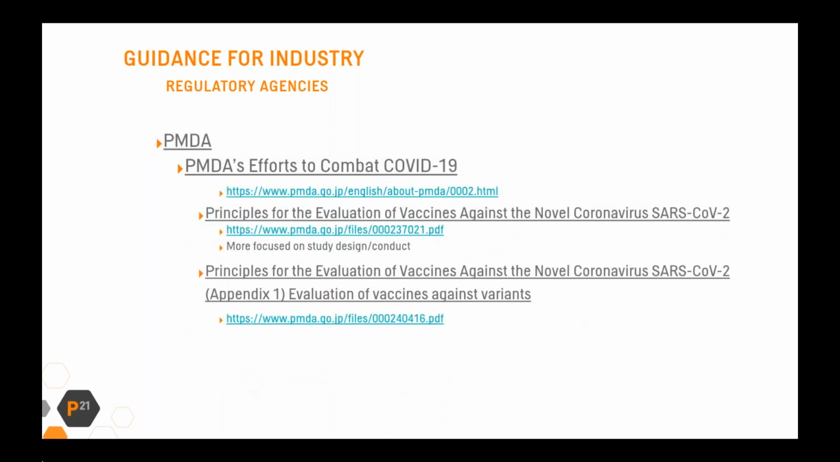For PMDA, they do have a website, PMDA's efforts to combat COVID-19, and here they have a number of different documents. So if you have a PMDA submission, you want to be aware of this website and all of the documents and guidance that is posted on this website. Two relating to vaccines are the two I have listed here: the principles for the evaluation of vaccines against COVID-19, and then there's an appendix 1, which is for the variants. Again, these go into a little bit more of the study design and conduct and not exactly preparing the data, but if you have a PMDA submission, you absolutely want to be aware of these documents and all of them.